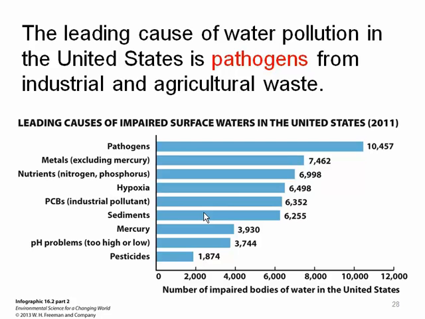PCBs, polychlorinated biphenyls. These are used in light transformers, especially the ballasts, at least the older ballasts that used to be in fluorescent lights. They're a fairly toxic substance. They've been greatly reduced in quantity, but they're still out in the environment. Sediment, mercury, high pH or low pH, and pesticides. So these are some of the main reasons why a surface water body is declared to be impaired or polluted in the United States.